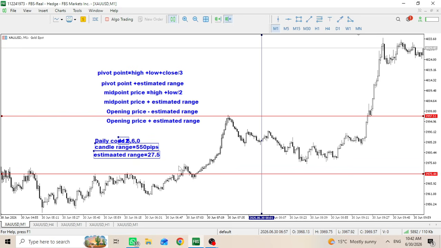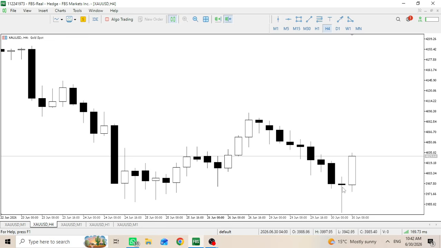Pivot point itself, it's a key level. Let me show you something. Pivot point alone, it's a key level. You don't even need to add other things.